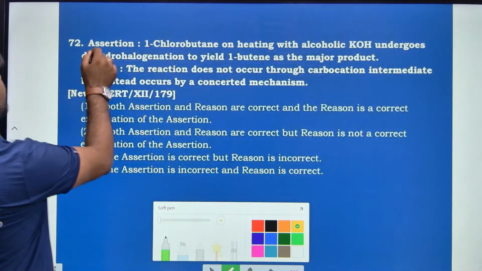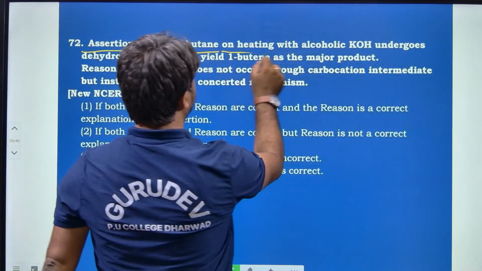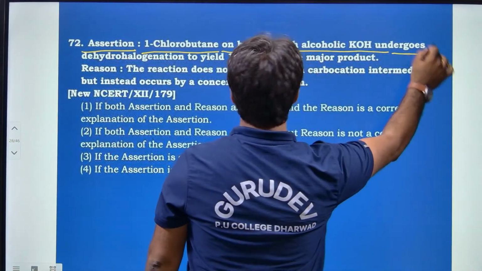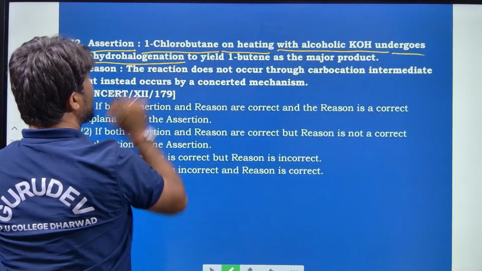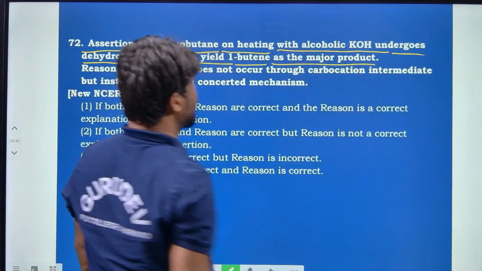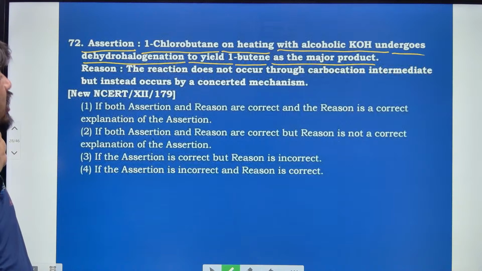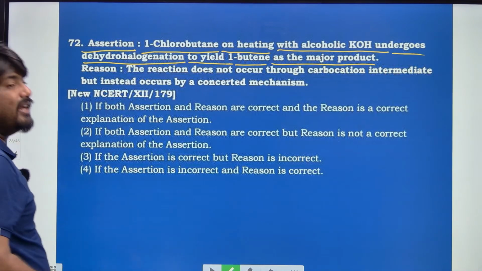Assertion. 1-chlorobutane on heating with alcoholic KOH undergoes dehydrohalogenation to yield 1-butene as a major product. See, here dehydrohalogenation takes place, meaning it undergoes an elimination reaction.